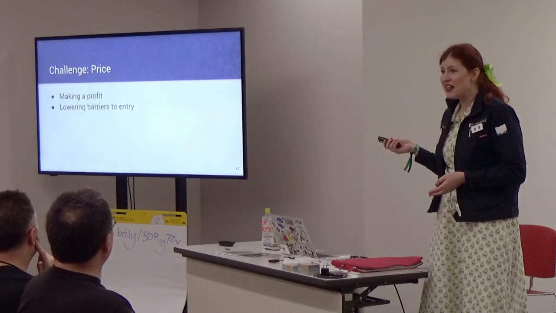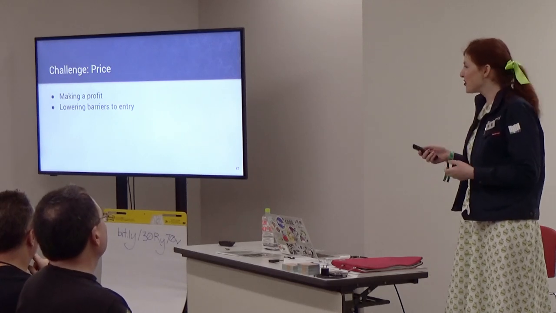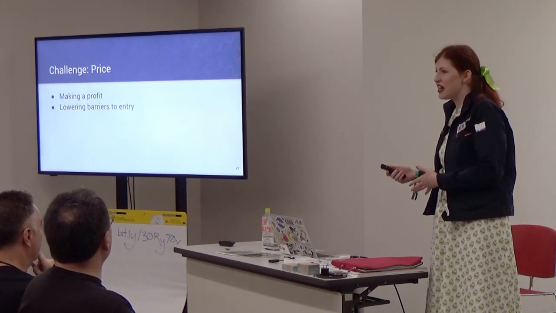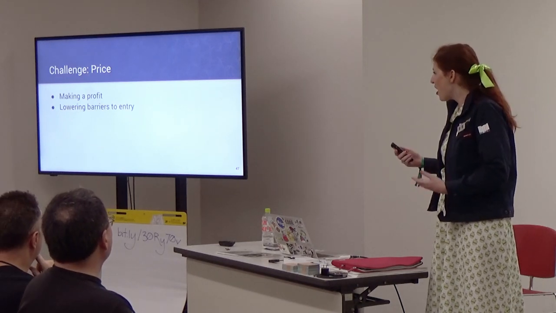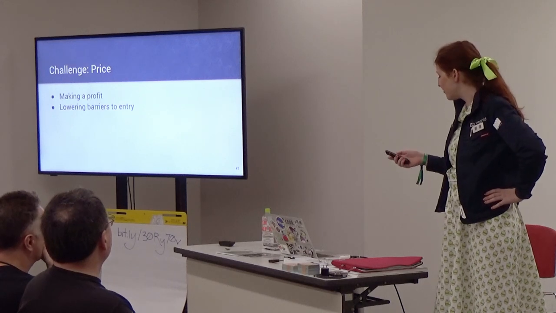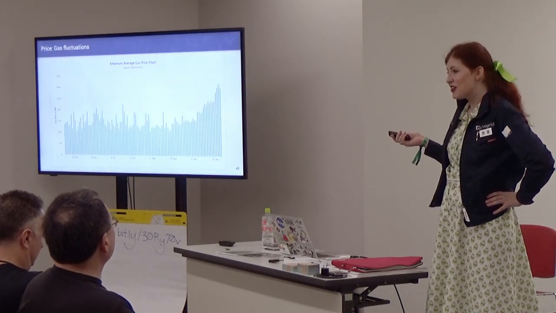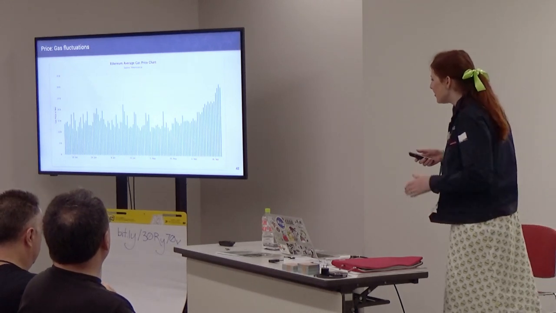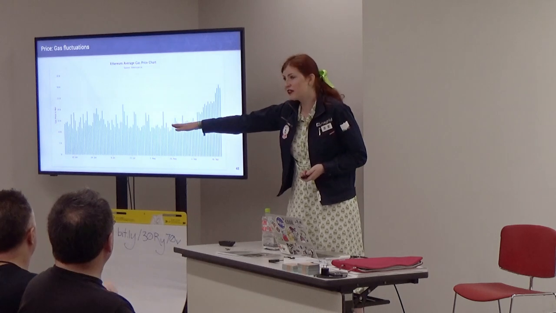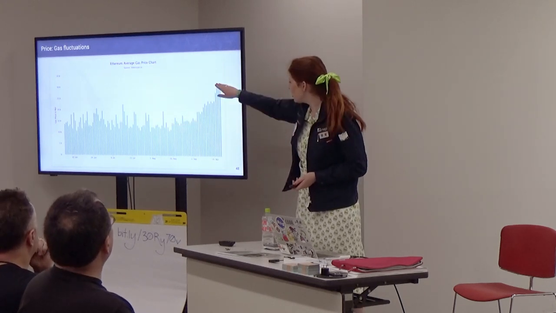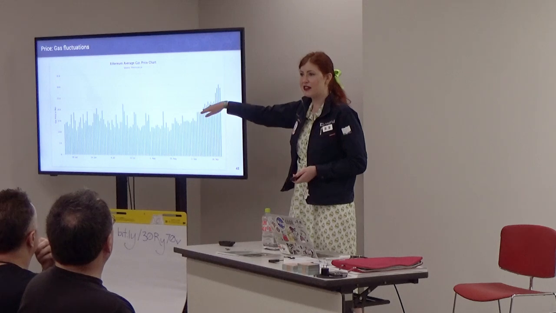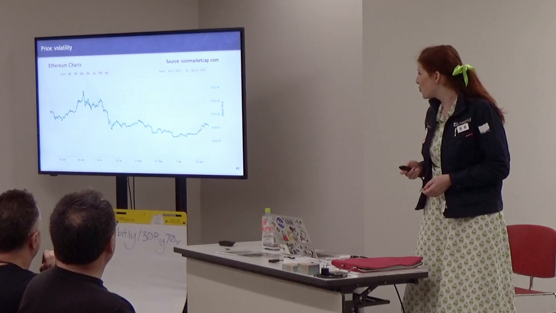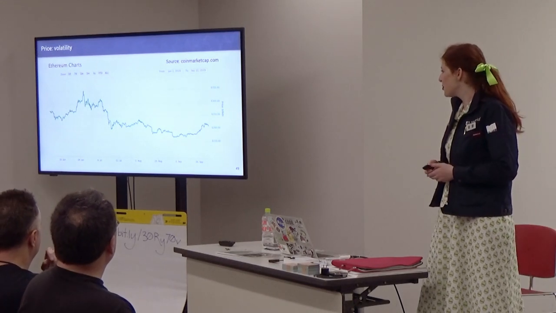Another challenge is setting price. And this is really personal to creators. There's always a balance between making a profit on something and lowering barriers to entry. That's a very personal thing, but there's a trade-off there. The price also changes day to day. So gas fluctuates. Here's an example, sorry, this is kind of small, but it goes from June of this year to mid-September. We can see towards the end of September that gas prices are quite a bit higher. Meanwhile, the underlying currency is quite volatile as well. So it just changes day to day.